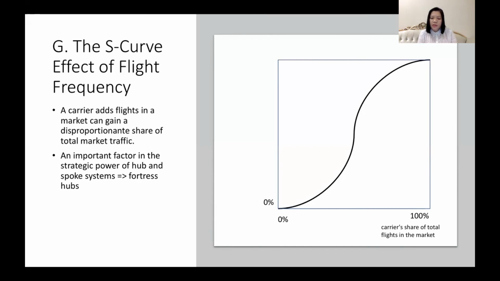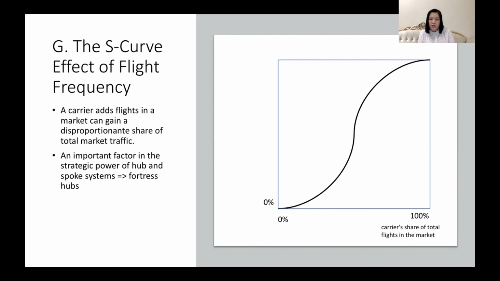This phenomenon is consistent with the earlier data on the importance of schedule convenience in the consumer choice of carriers. This is especially important for the business traveler. The power of the S-curve is further enhanced because business travelers also tend to pay higher airfares. And the S-curve effect may be an important factor in the strategic power of hub-and-spoke systems.